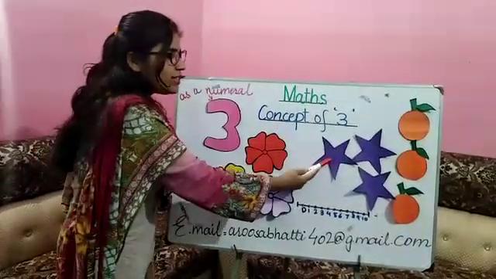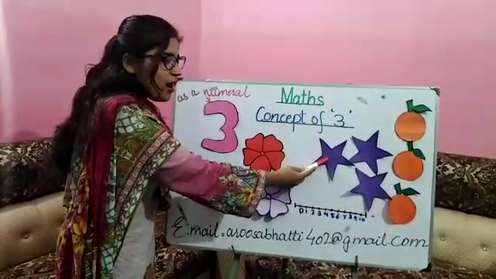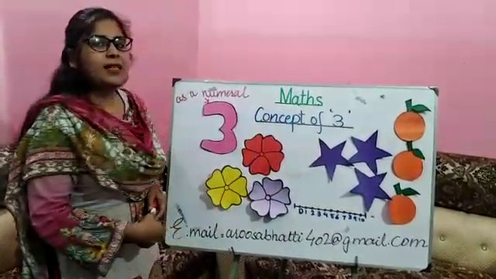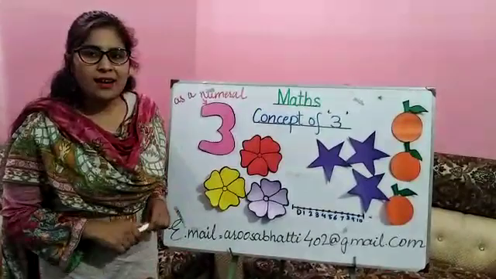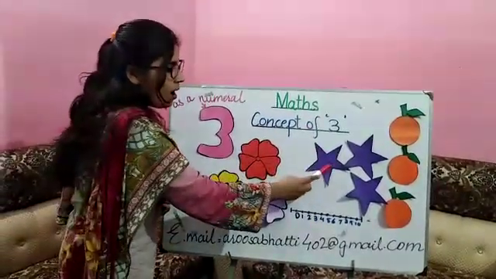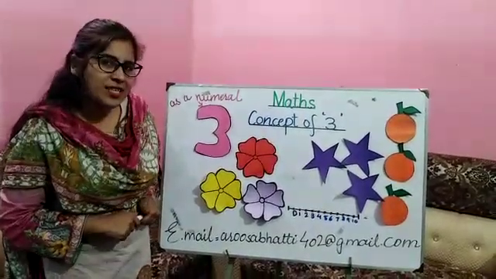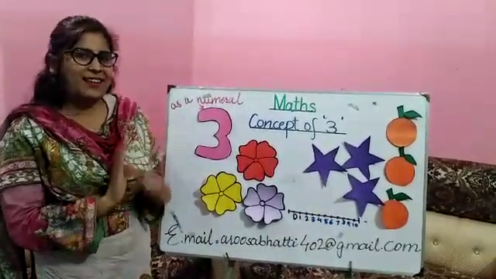Okay, what is this? This is a star. And tell me, how many stars are there? Count with me. 1, 2, 3. There are 3 stars. Well done.